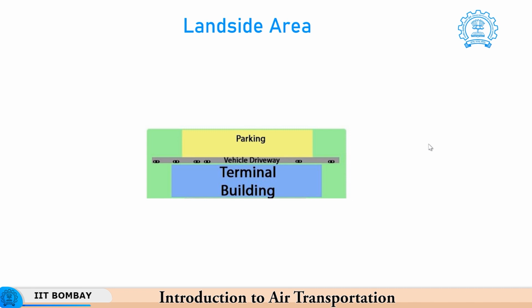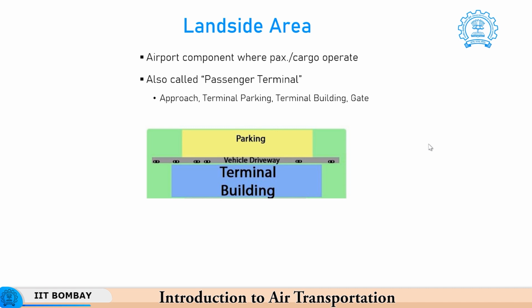Then we have the landside area. The landside area is the place where we expect passengers, their vehicles, the guests, receiving people. We do not expect any aircraft in the landside area. It is dangerous for the passengers to be in the airside area, and it is dangerous for the aircraft to be in the landside area. So, this is the component where the passengers or the cargo are expected to be present and operate. It is also called as a passenger terminal.